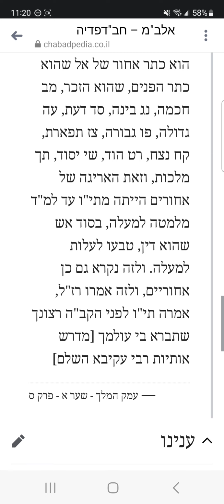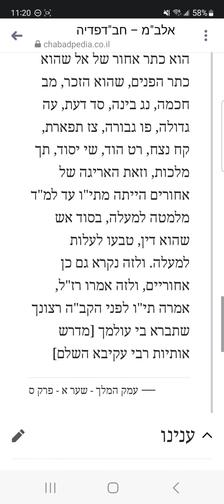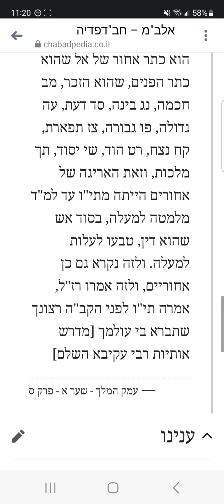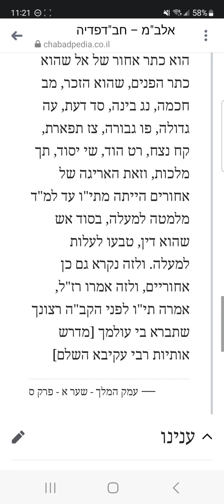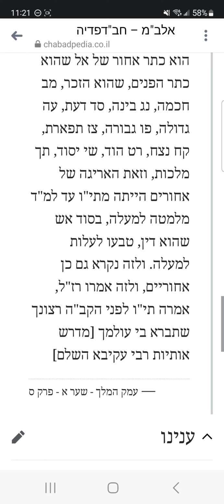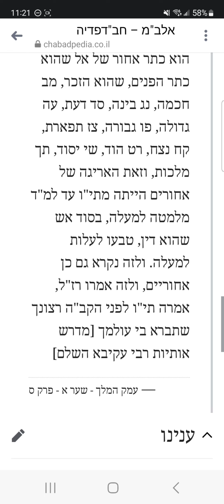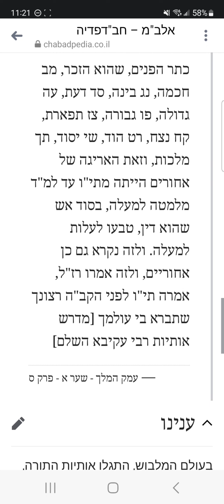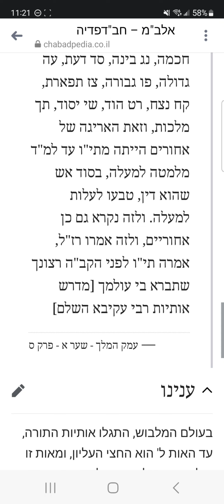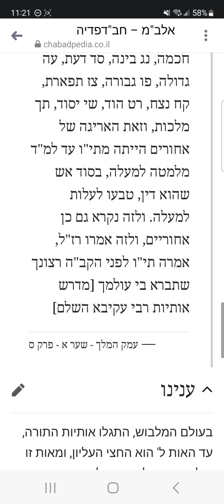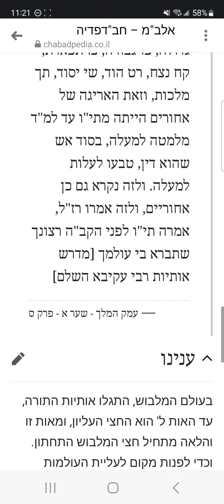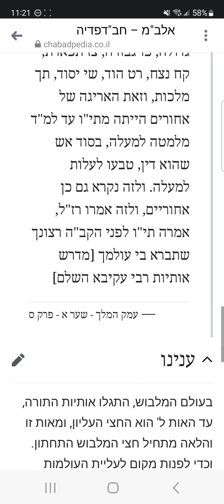Mem before beis is chachma, but again from the backwards, right? The female. Nun with gimel is bina, samach with dalet is das, ayin with hey is gedula, which we said is chesed, pei with vav is gevura. Yeah, it's a vav, not a nun sofit. Tzadi with zayin is tiferes, kuf with ches is netzach, reish with tes is hod, shin with yud is yesod, tav with chav is malchus. V'zos ha'arikha shel achorayim. I think this is the arrangement, I'm not sure what arikha is, but this is the arrangement of backwards.